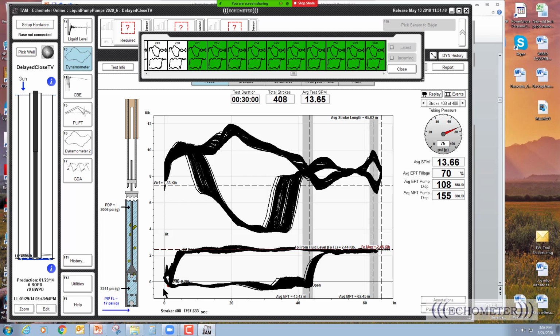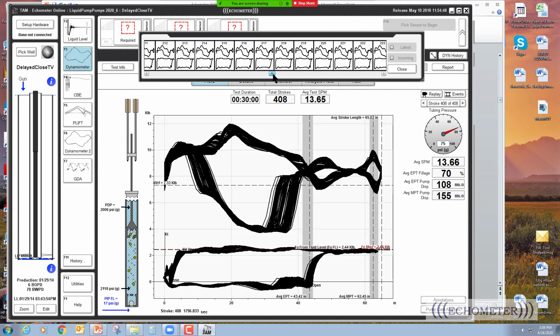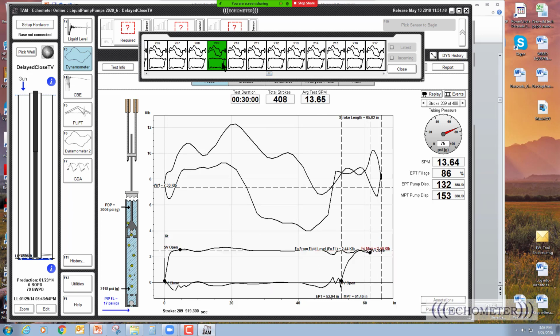So for some reason in this well, it has a bounce at the bottom of the stroke. But if you go more to the full cards, you won't see it. So if we go over here, you don't see that. It has to do with incomplete pump fillage. It probably has to do with the speed change of the plunger. But here these strokes don't show that bounce.